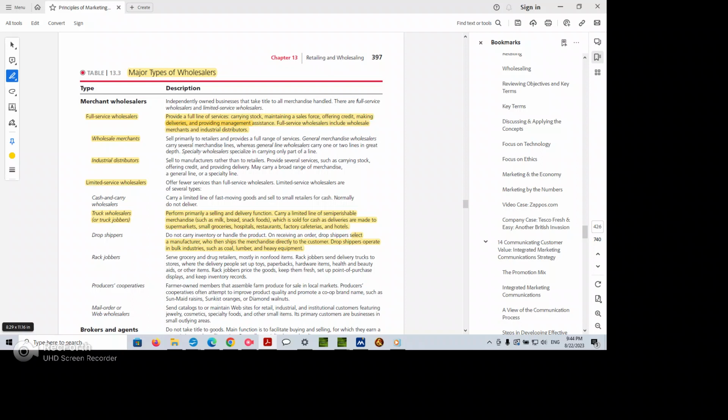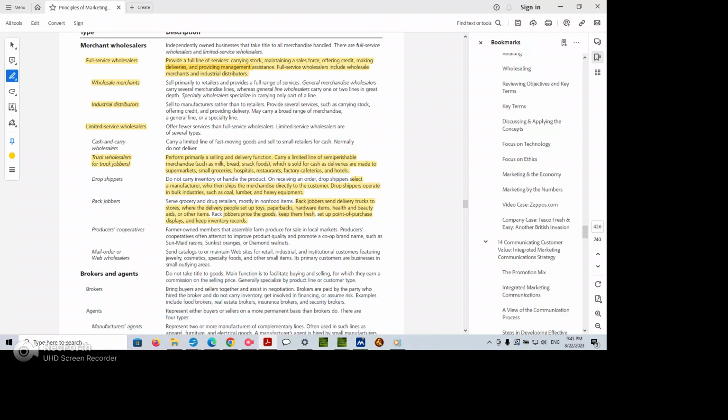Rack jobbers serve grocery and drug retailers, especially non-food items. Rack jobbers send delivery trucks to stores where the delivery people set up toy, paperback, hardware items, health and beauty aids, and other items. Rack jobbers price the goods, keep them fresh, and set up point of purchase displays and keep inventory records. That's oftentimes with your convenience stores.